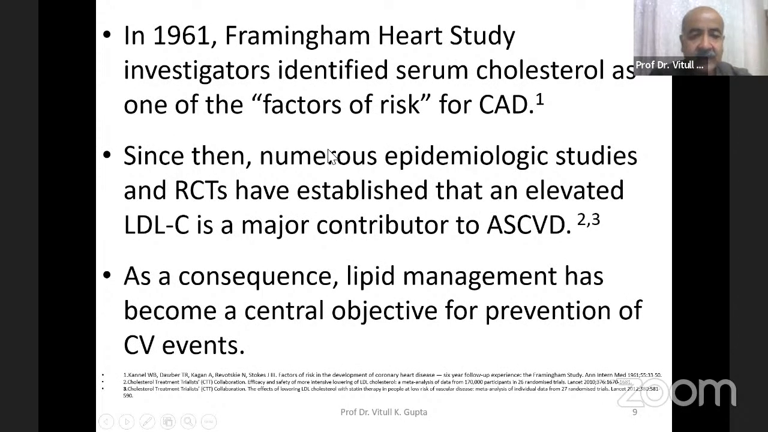In 1961, the most important Framingham Heart Study investigators identified serum cholesterol as one of the risk factors for CAD. Since then, numerous epidemiological studies and RCTs have established that an elevated LDL-C is a major contributor to atherosclerotic cardiovascular disease. As a consequence, lipid management has become a central objective for prevention of CV events, most importantly focusing on LDL-C levels.